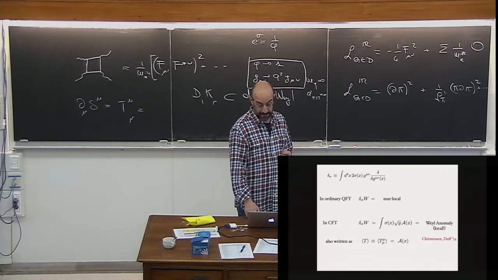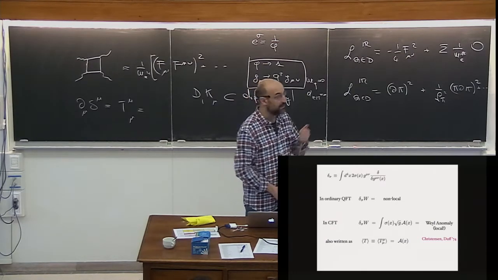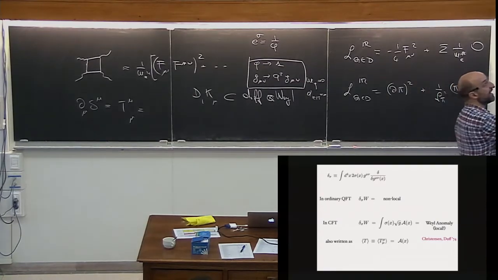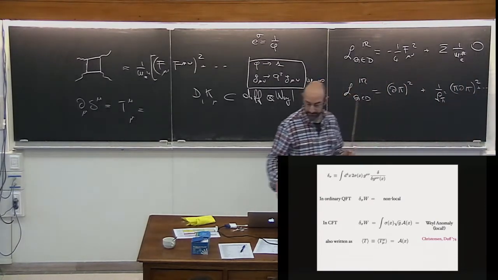Anyway, so the Weyl anomaly is a derivative. It is a derivative in a certain direction in field space of the action, of the quantum effective action.